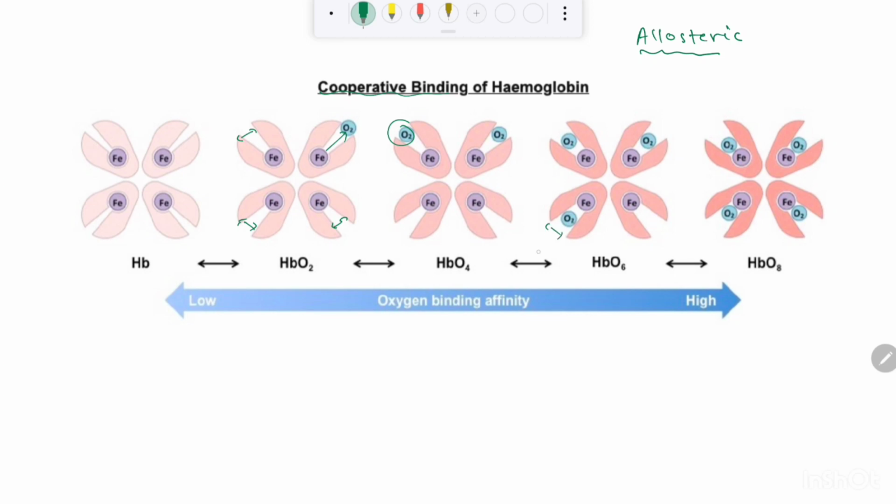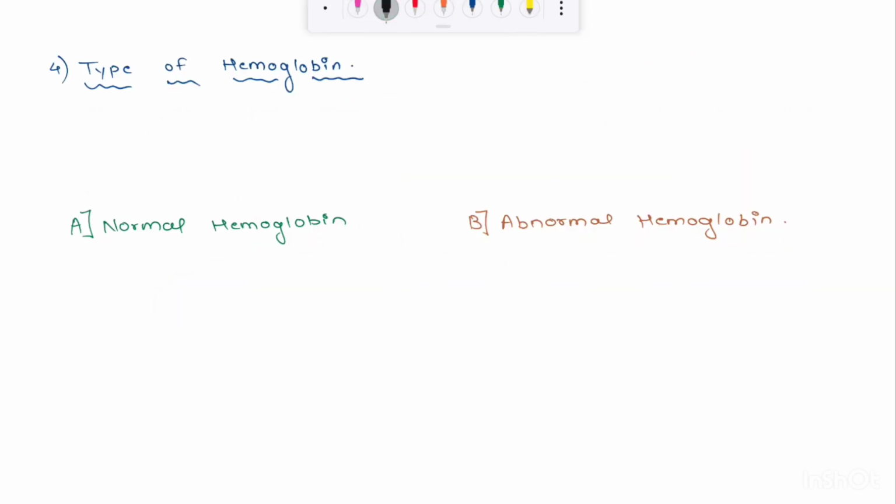As this subunit binds, it widens again. So the third molecule can easily bind. This will lead to conformational changes. Again, the fourth molecule can easily bind with the fourth subunit. So you can say it is easier for the fourth subunit to get its oxygen compared to that of the first. So this type of binding is called allosteric or cooperative binding. Now let's study types of hemoglobin.